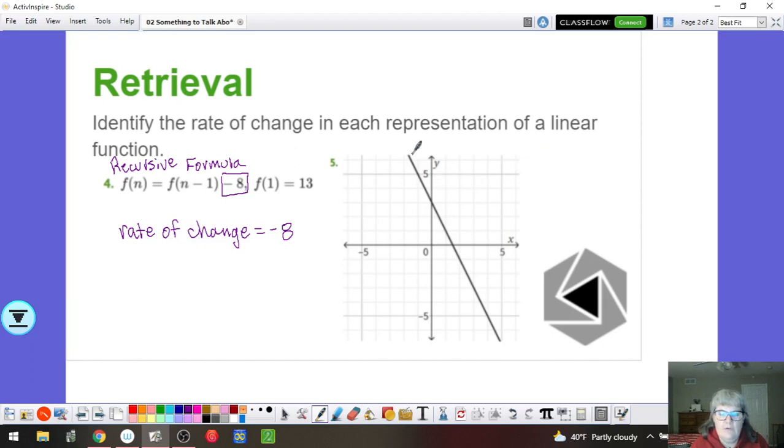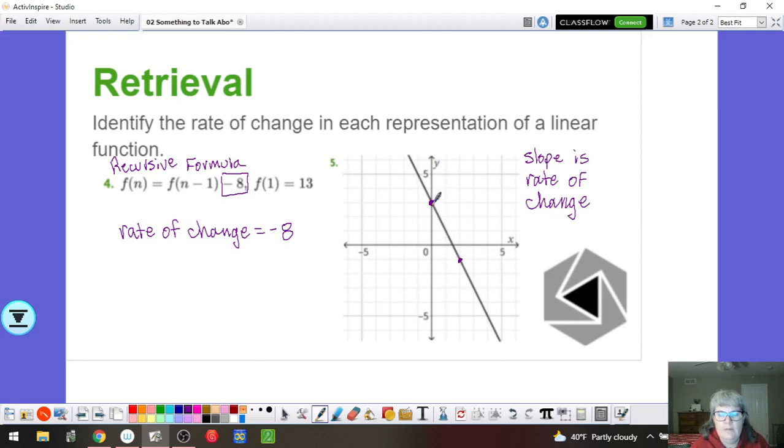On number 5, you have a graph of a line. To find the rate of change for a line, you're looking for the slope. So the slope is rate of change. And when you're doing this with a line, you want to find 2 points that your line is going through. So I can use this y-intercept because it's an exact point. It's at 3. And I can use the point down here, which is at 2, negative 1.